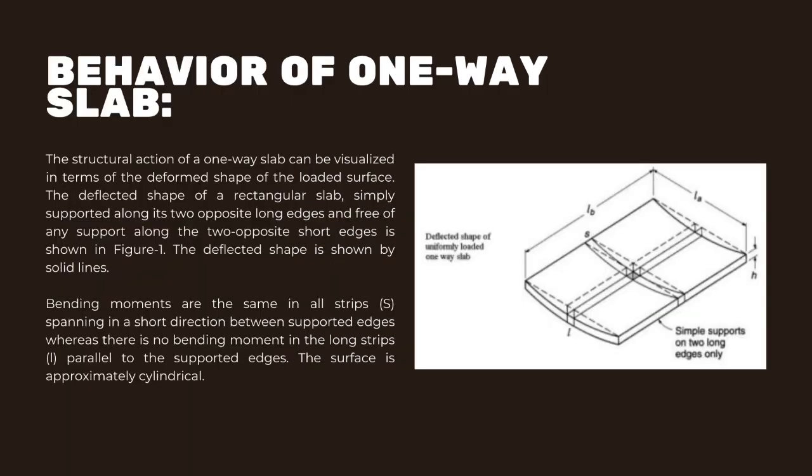The structural action of a one-way slab can be visualized in terms of the deformed shape of the loaded surface. The deflected shape of a rectangular slab, simply supported along its two opposite long edges and free of any support along the two opposite short edges, is shown in Figure 1. The deflected shape is shown by solid lines. Bending moments are the same in all strips spanning in the short direction between supported edges, whereas there is no bending moment in the long strips L parallel to the supported edges. The surface is approximately cylindrical.